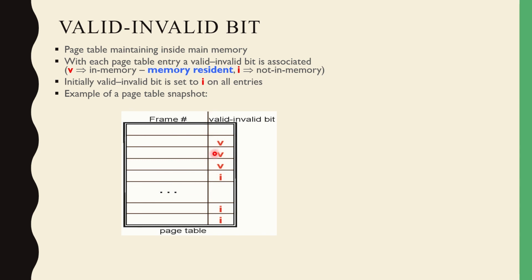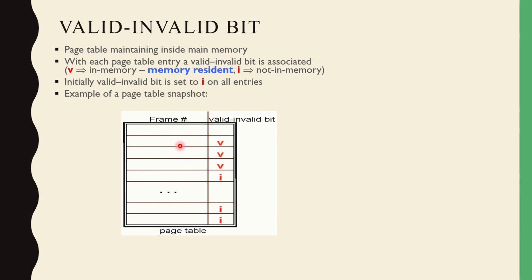A valid bit means that particular page is already there in memory. As I already told you, each process divides its logical address space into different pages.